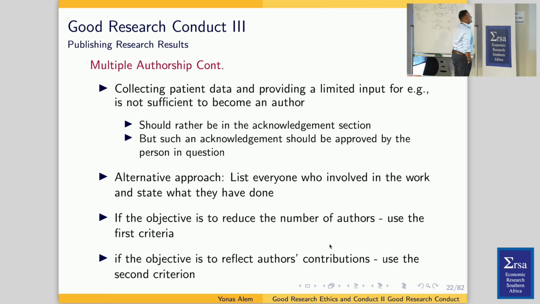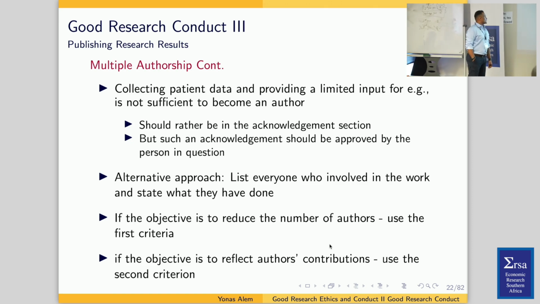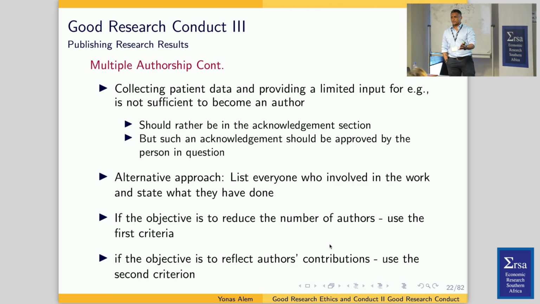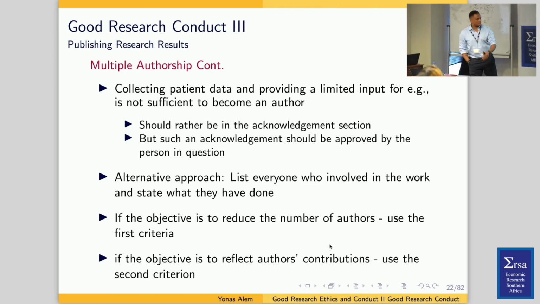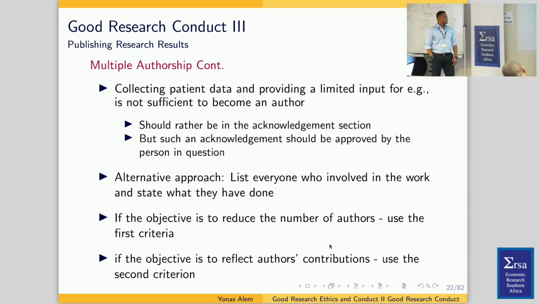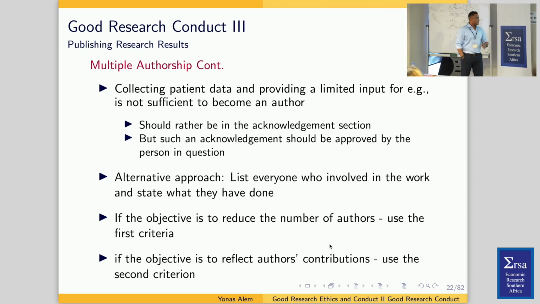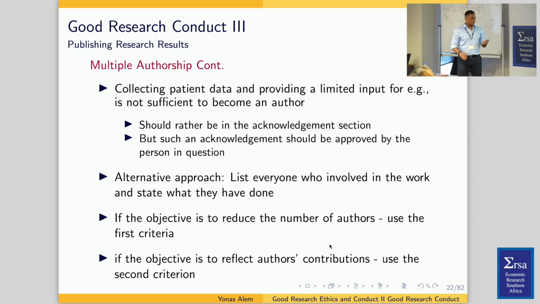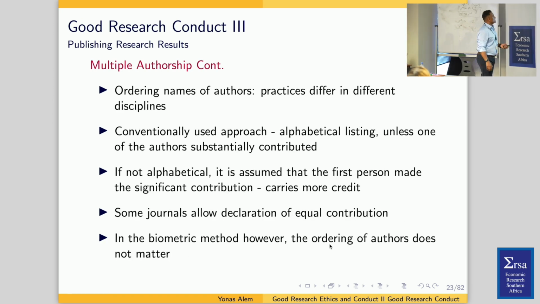Alternative approach: list everyone who is involved in the work and state what they have done. This is one option, but we don't do it in economics. I think this is mostly in science and things. And if the objective is to reduce the number of authors, use the first criteria. That means include those who contributed using the Vancouver guideline. If the objective is to reflect authors' contribution, use the second criteria. So it's very important to be aware of what the contribution of each author is.